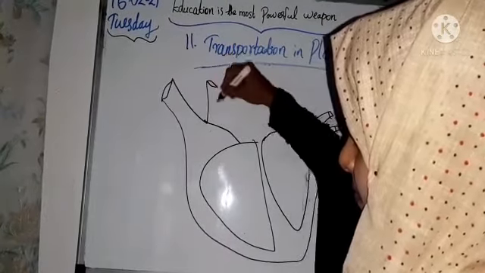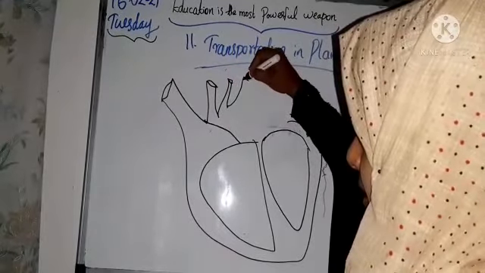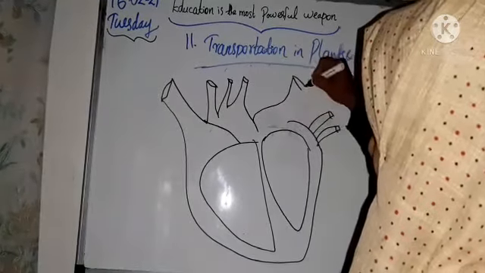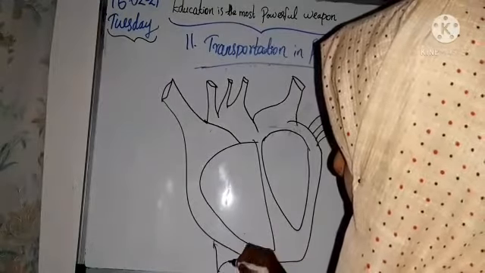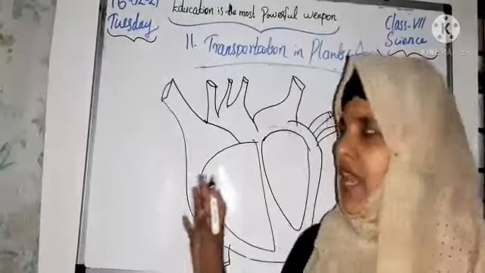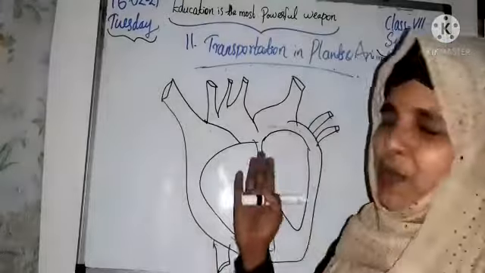Then like this and this. But you should draw nicely, okay? It is not up to the mark I am drawing. Okay, then here I have to draw like this. Okay, it is a type of simple heart I am going to explain. That's why I draw here. But you should draw nicely, okay? It is not up to the mark.